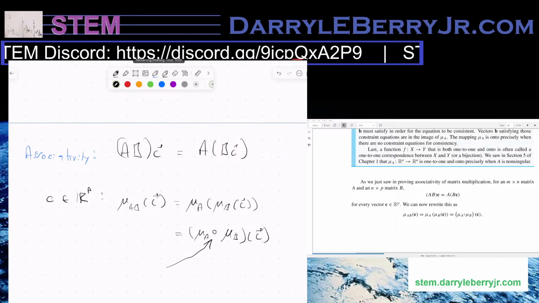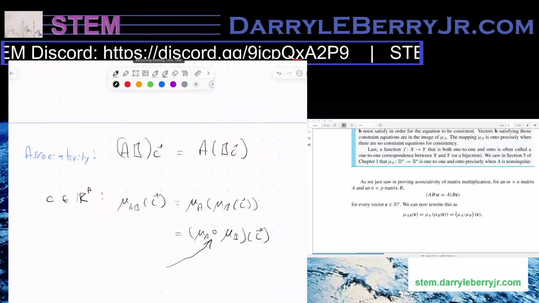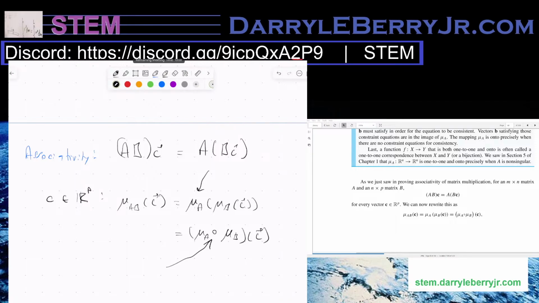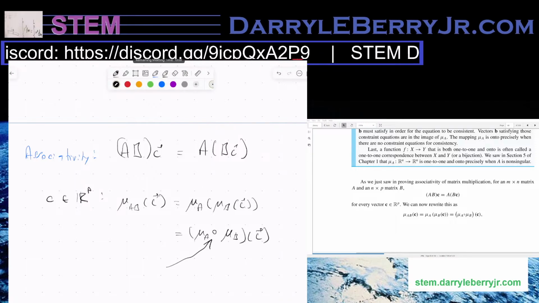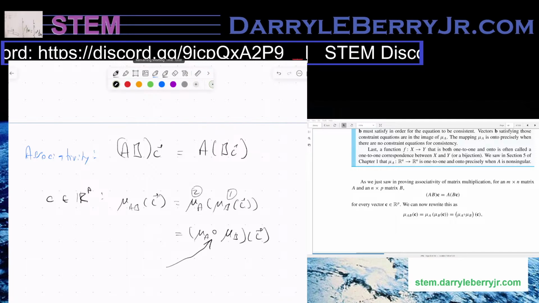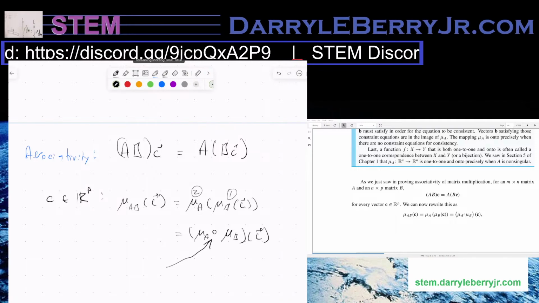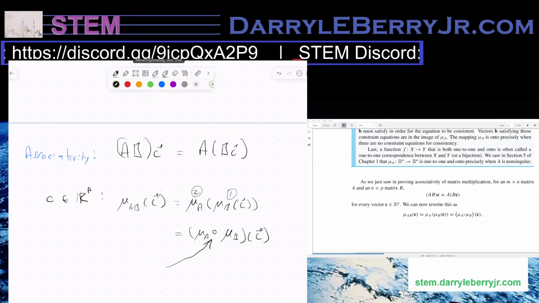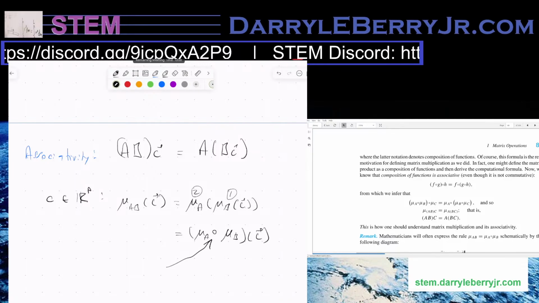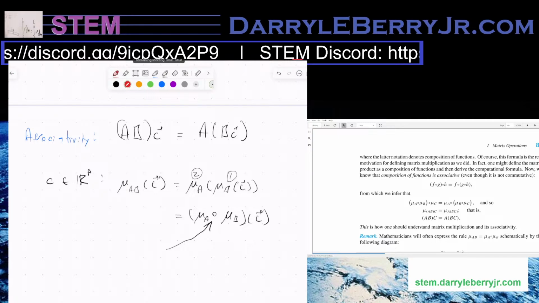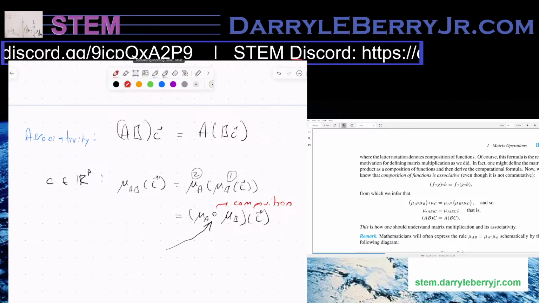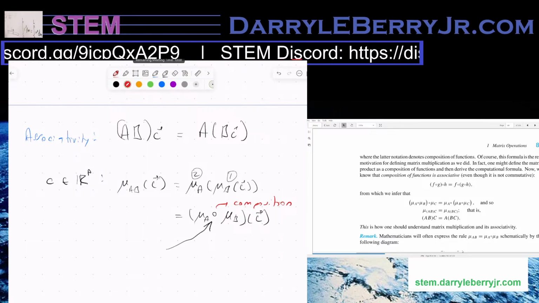So a function of a function. This is the function-of-a-function form. The function B works on C, and then A works on the result of that. So a function within a function. But the latter notation denotes, oh, there you go, composition of functions. That's what it's called. I forgot the precise name. The latter notation denotes composition of functions.